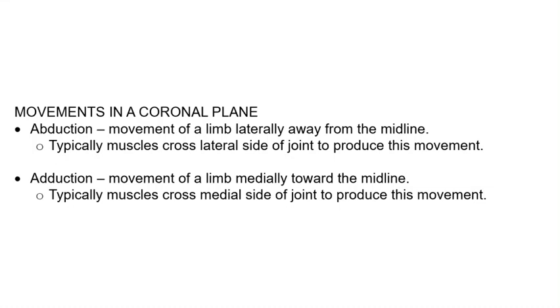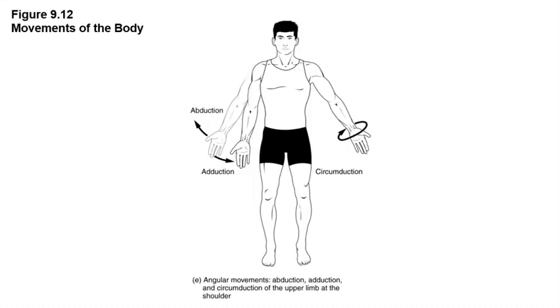Adduction is the movement of a limb medially towards the midline. Typically, muscles that cross the medial side of the joint will produce adduction movements. Figure 9.12 demonstrates abduction and adduction of the upper limb. However, the same movement can occur at the hip joint and move the lower limb. Muscles within the forearm can also produce abduction and adduction movements of the wrist as well.